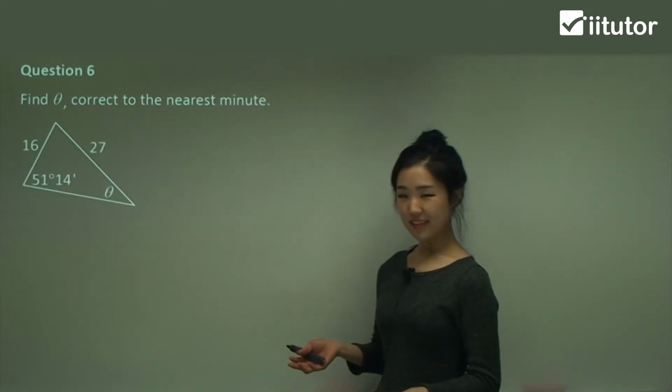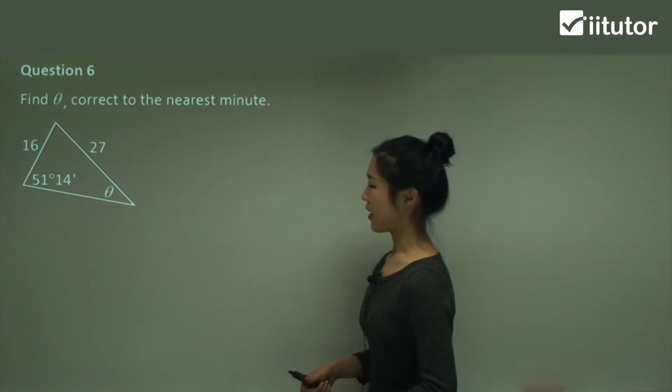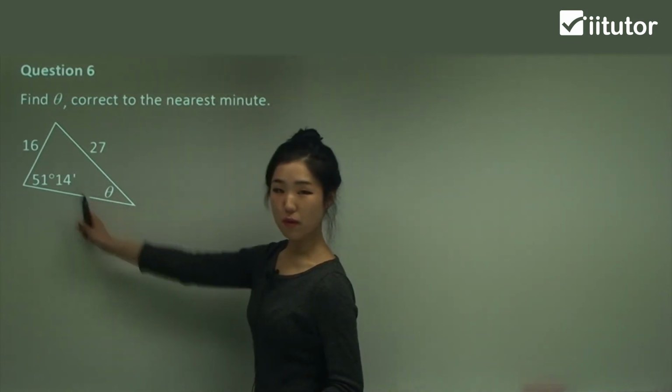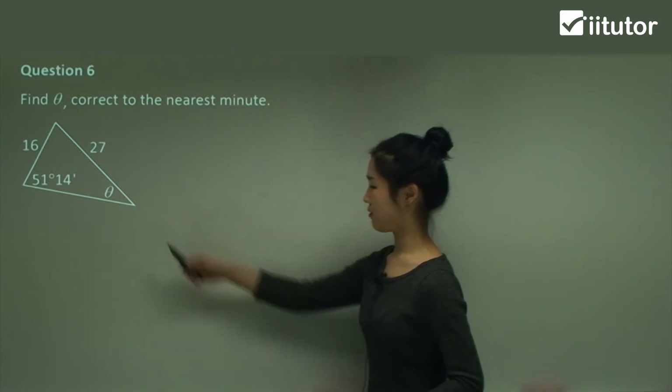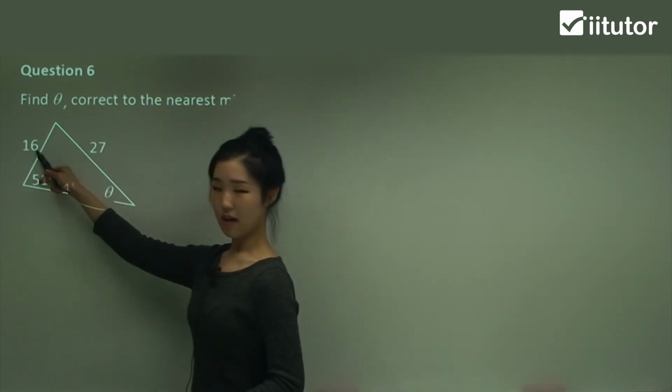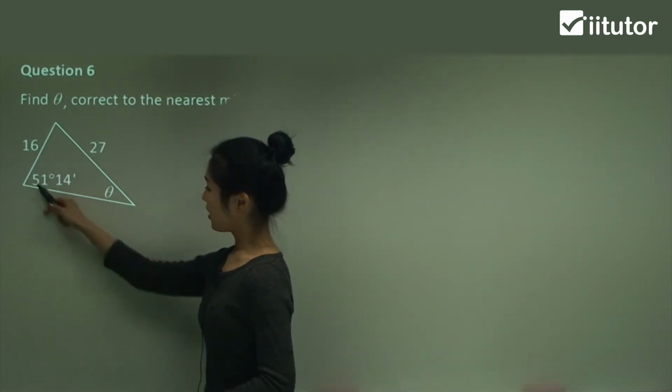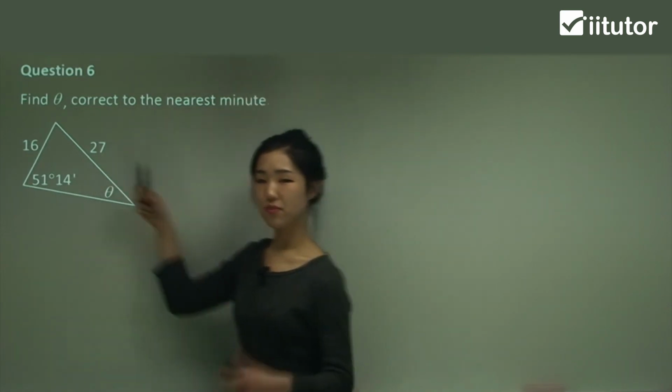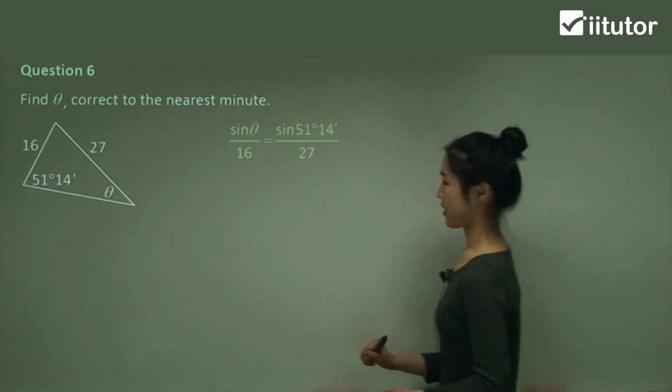Okay, find theta correct to the nearest minute. Alright, so this time we've got some minutes involved, but we'll just apply the same way. So we're looking for theta. I've got an opposite side, and I've got an angle here with the opposite side. So just simply use the sine rule, just like this.